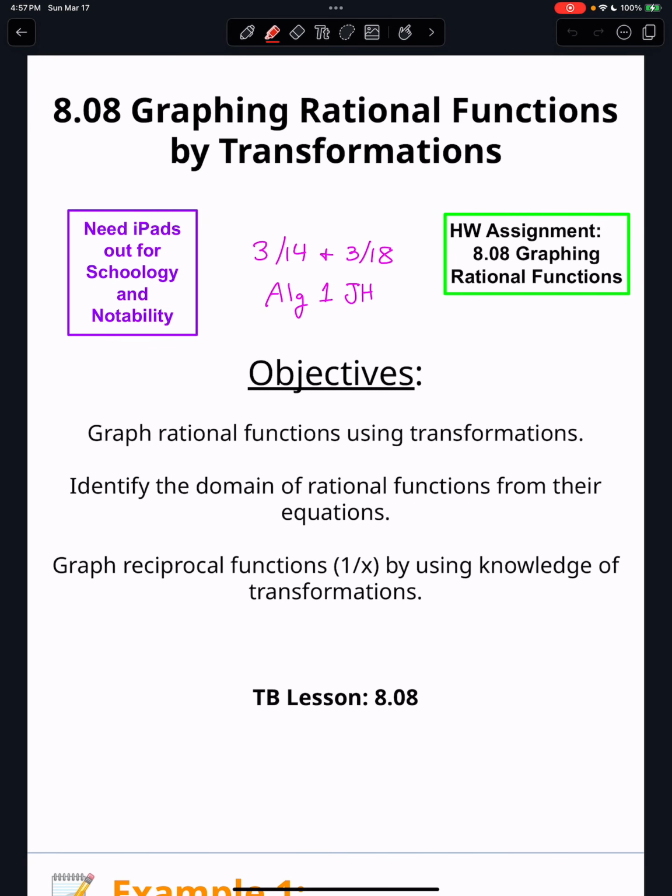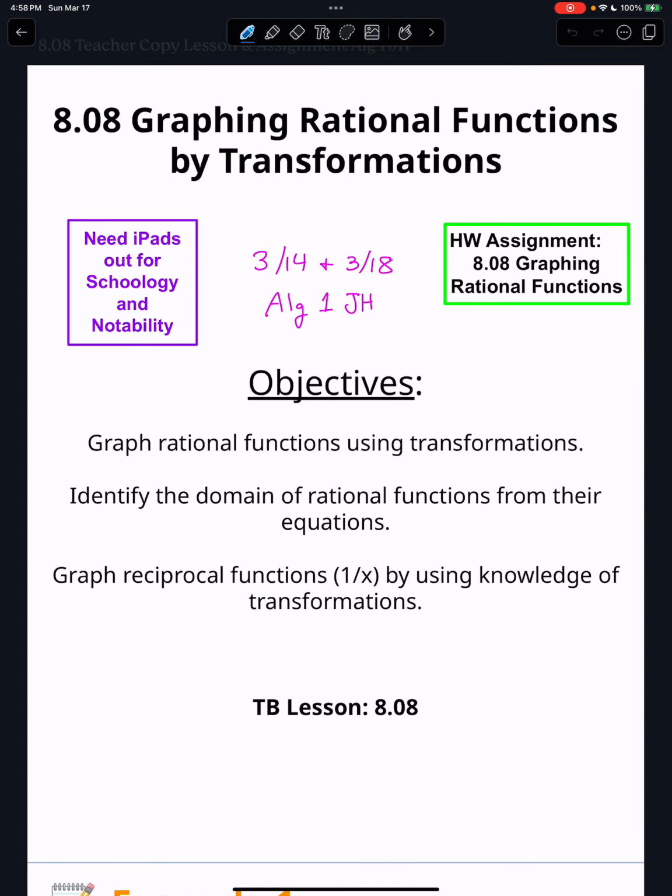All right, students, so we are graphing rational functions by transformations. We are taking these functions, graphing them, making a table, and then once we have the parent function, we're really doing transformations, right? So we're shifting the whole graph up, down, left, or right. There's more transformations, but for our class in Algebra 1, we're only doing up, down, left, right.